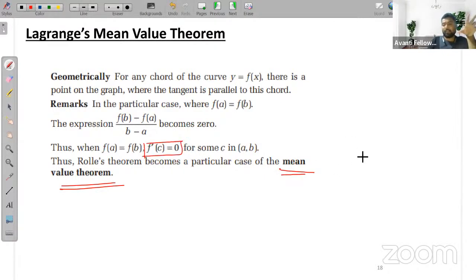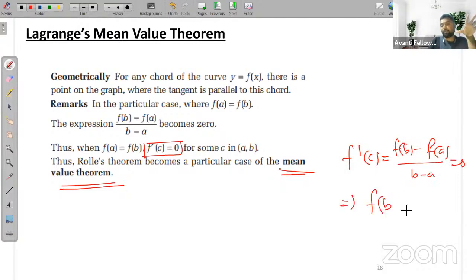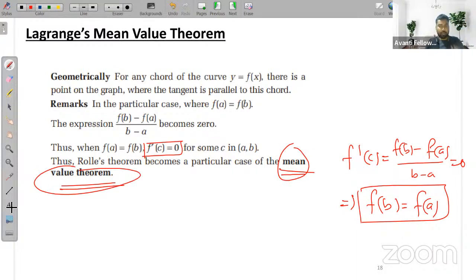You can see, if f dash of c is equal to f of b minus f of a divided by b minus a is equal to 0, that means we get f of b is equal to f of a. That means Rolle's theorem is a particular case of mean value theorem, right?